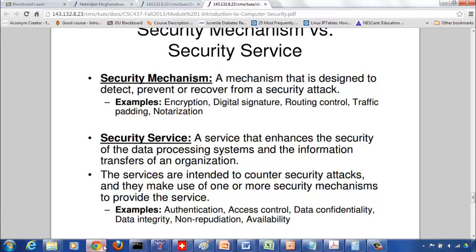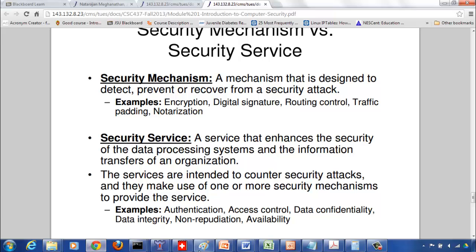Examples of a service could be authentication, access control, confidentiality of your data, integrity, non-repudiation, availability. All these are examples of services. These services are provided by using one or more security mechanisms. So a mechanism is something that is designed to detect, prevent, or recover from a security attack, in the sense that it helps us to implement one or more of the services.